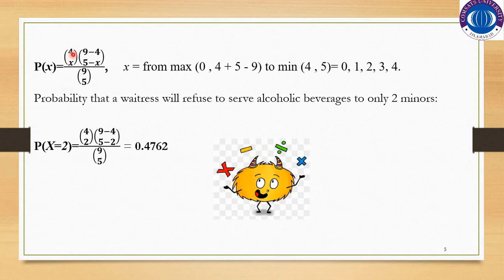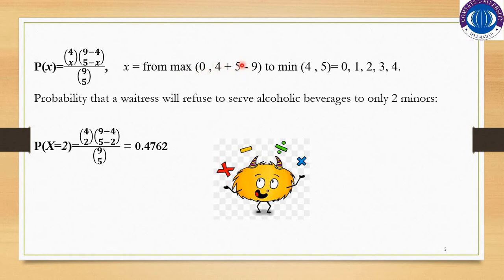So as we know, there are 4 minors in the population of 9 students. So small k will be equal to 4. Capital N is 9 as there are 9 students. Small n is 5 as she is going to check the IDs of 5 students. X is equal to from maximum of 0, 4 plus 5 minus 9.